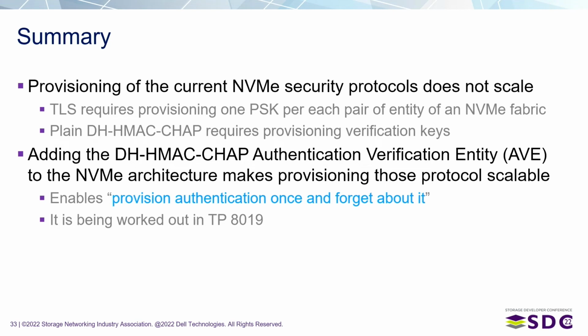Summary, we are there. Provisioning of the currently defined NVMe security protocols is something that does not scale, as we said before. TLS requires provisioning one PSK per each pair of entities of an NVMe fabric, and plain DH-HMAC-CHAP requires provisioning verification keys. Adding the DH-HMAC-CHAP authentication verification entity to the NVMe architecture makes the provisioning of this protocol completely scalable, because it enables you to provision authentication once and forget about it. This is something that has been worked out in TP 8019, which is currently in integration phase, almost ready for ratification.